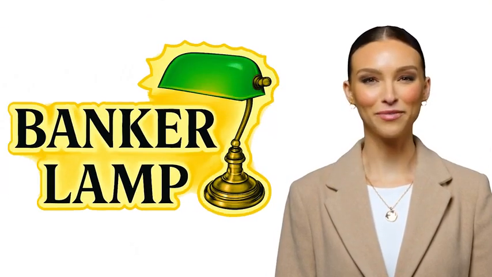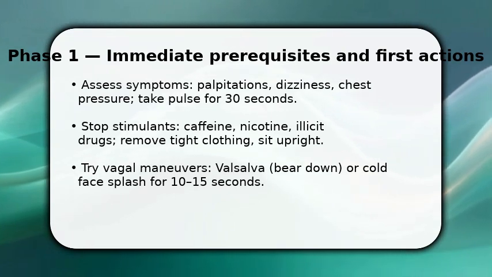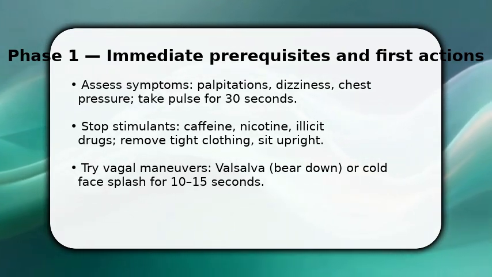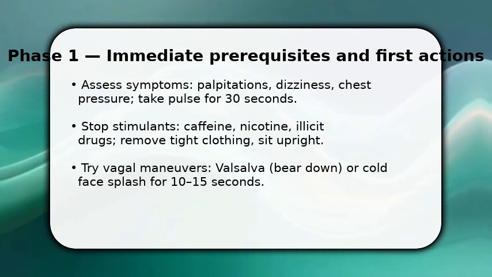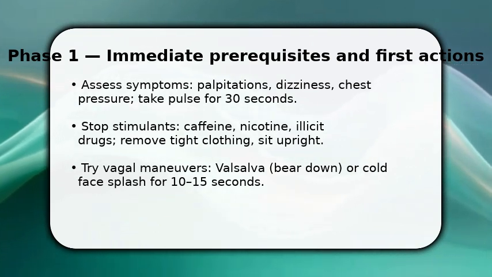Please enjoy the video. You start now, check how you feel and take a 30-second pulse to confirm a rapid, irregular rate. Note dizziness or chest pressure. Once done, remove caffeine and nicotine sources because stimulants worsen flutter, and sit upright to lower venous return.